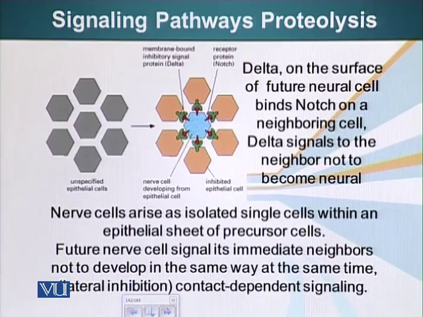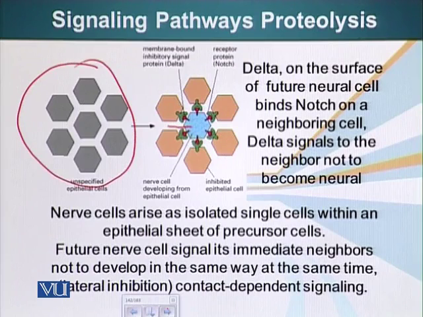We are going to talk about the Notch system. There's a protein that is expressed on the surface of a future neuronal cell called Delta that binds to Notch on neighboring cells. So here is a cell. Initially, these cells were all unspecified epithelial cells. This cell decided to become a future neuronal cell or nerve cell. It displayed a molecule called Delta on its surface. Delta will bind receptors on the surface of adjacent epithelial cells, and the receptor for that is Notch.